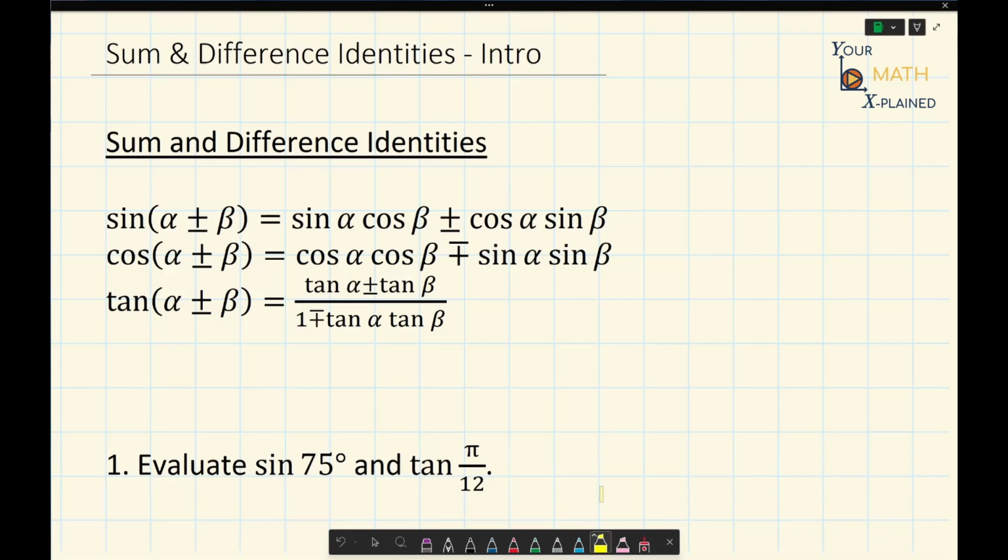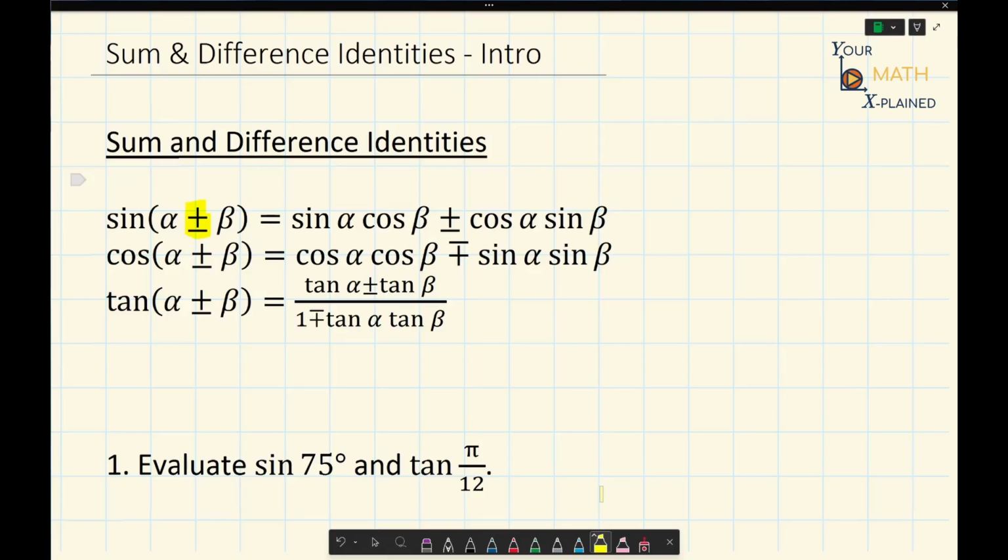So what are the sum and difference identities? We have 3 of them on the screen here. They're just combining angles, either by adding them or subtracting them. So this sign that you see here, that's our plus minus sign, meaning we're either adding our angles alpha and beta, or we're taking our angle alpha and then subtracting beta.